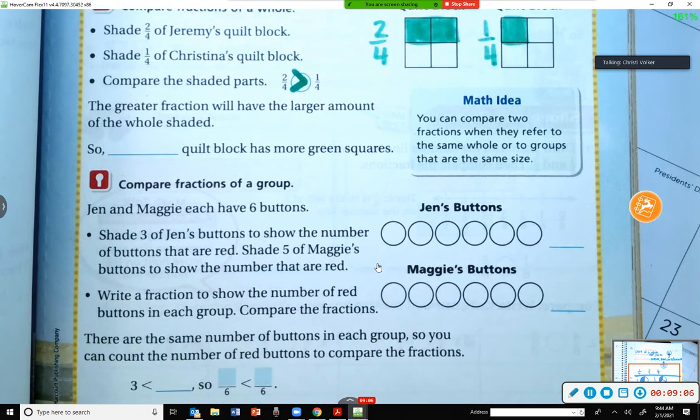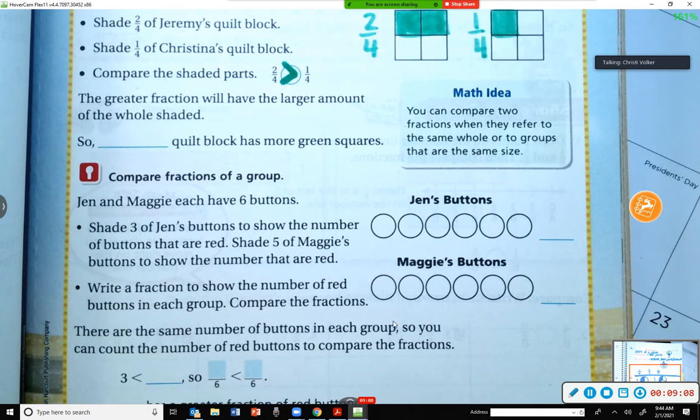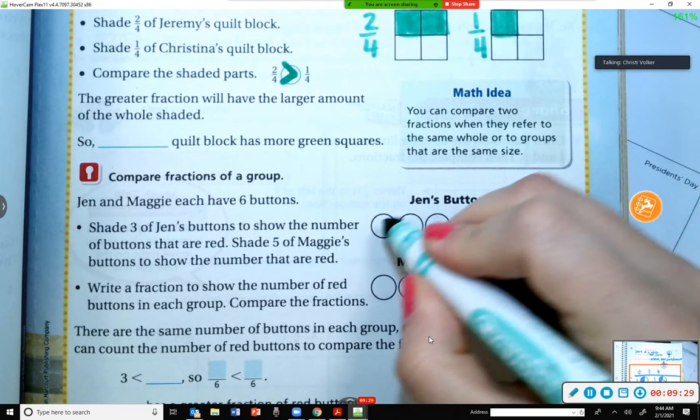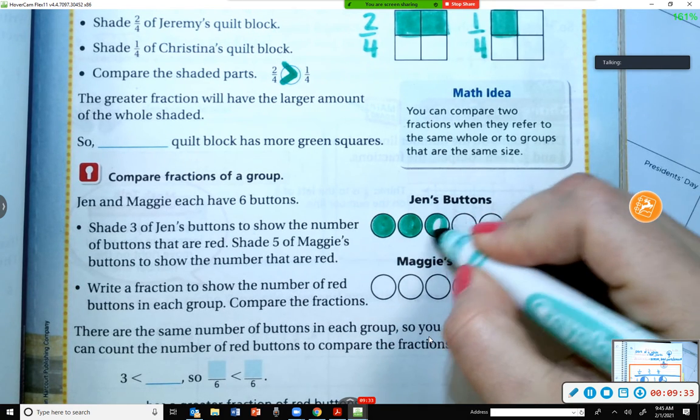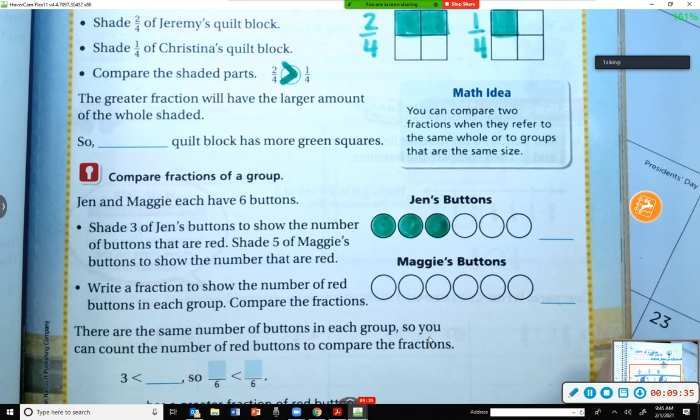Okay, let's go down to the next comparison. We have Jen and Maggie now that we're comparing. Jen and Maggie each have 6 buttons. Shade 3 of Jen's buttons to show the number of buttons that are red. Shade 5 of Maggie's buttons to show the number that are red. Okay, so let's do that. Jen, we need to shade 3. And Maggie, 5.